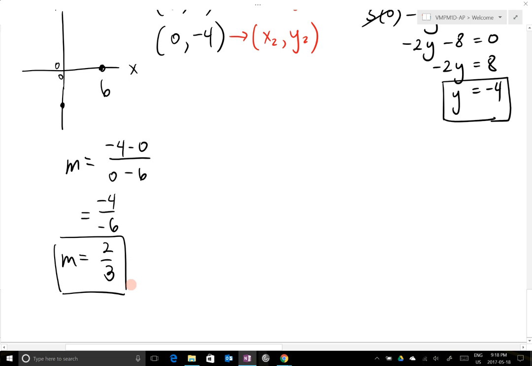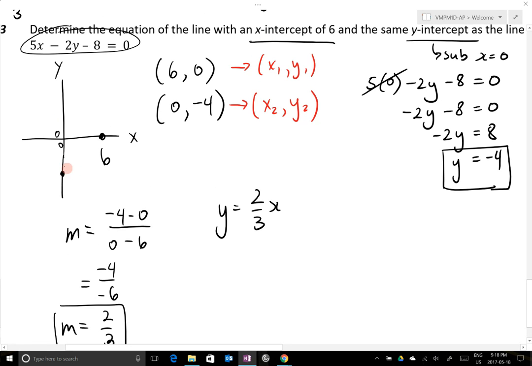Okay? So y equals 2 over 3 times x. What about the y-intercept now? Do I need to find b? I don't think so. I have the y-intercept. It's right there. Negative 4. b is negative 4, so minus 4. I'm going to say here b is equal to negative 4. That number right there, that's what I'm going to put in the equation.